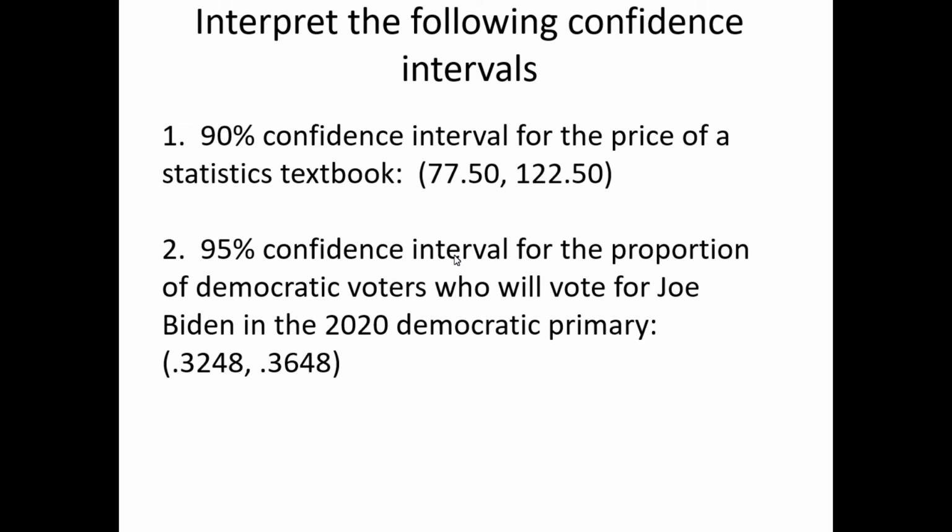So the way I could write number 2, and it's absolutely fine if a couple words are different, but you have the same general idea. We're 95% confident that the true proportion of Democratic voters who will vote for Joe Biden in the 2020 Democratic primary is between 32.48% and 36.48%. You absolutely could write it just as the proportion, say, is between 0.3248 and 0.3648. I put it into percentages because that's the way you'd be more likely to hear it on a news broadcast, but either is mathematically correct.